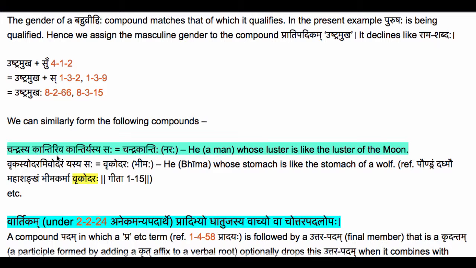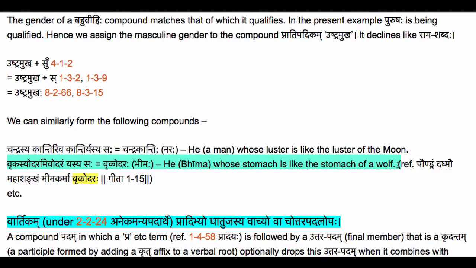Similarly from the Bhagavad Gita, Vrukasyodaram Ivodaram Yasya Saha Vrukodaraha Bhimaha. He, meaning Bhimaha, whose stomach is like the stomach of a wolf. Here the Udaram, stomach, is the Upamanam, the standard of comparison. The verse from Gita is in chapter 1, verse 15. Paundram Dadhmau Mahashankham Bhima Karma Vrukodaraha. Good example of this class of compounds from the Bhagavad Gita.